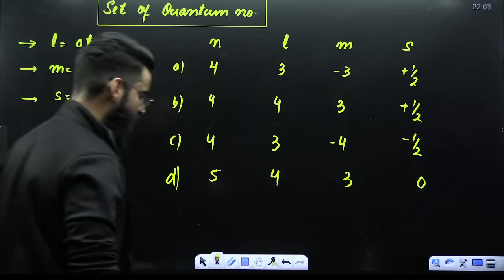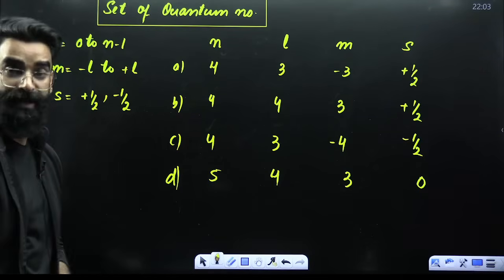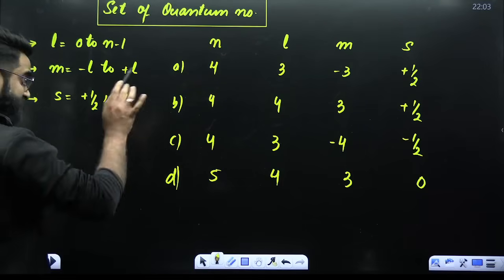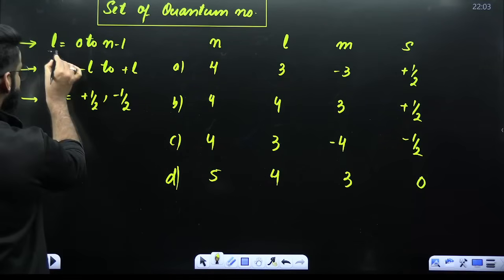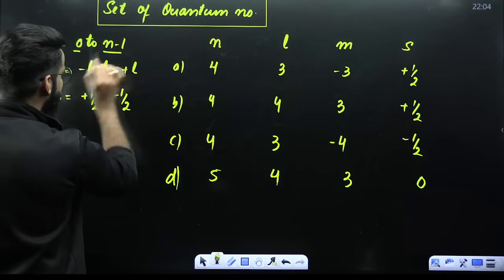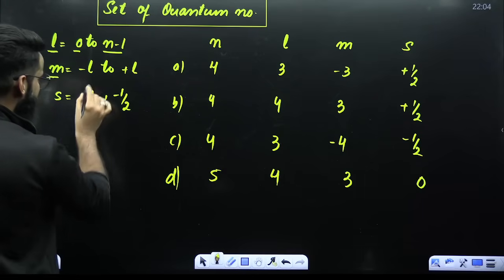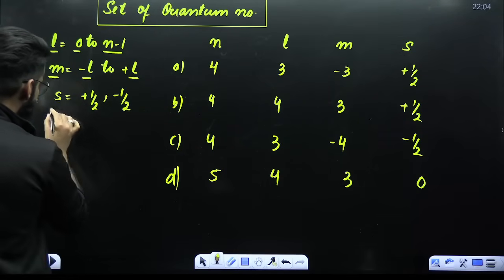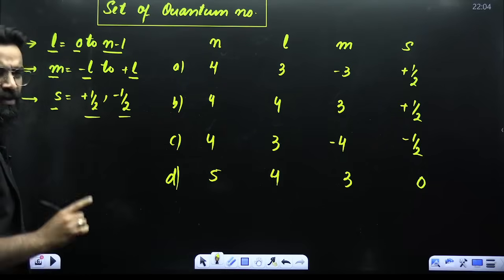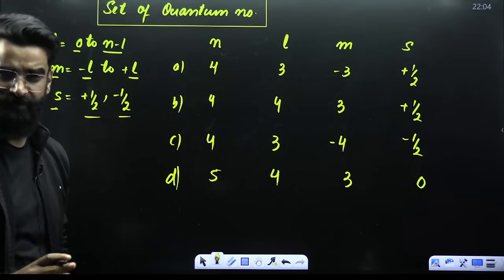My dear students, there is one more frequently asked question, if you all must be knowing. First of all, you must know azimuthal quantum number l, its value is from 0 to n minus 1. Magnetic quantum number m, its value is from minus l to plus l. Spin quantum number can have two values only: one is plus 1/2 and the other is minus 1/2.